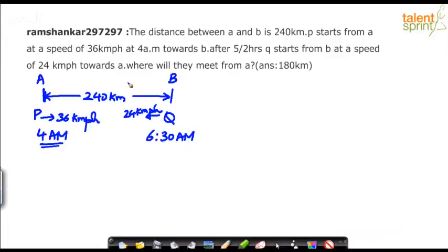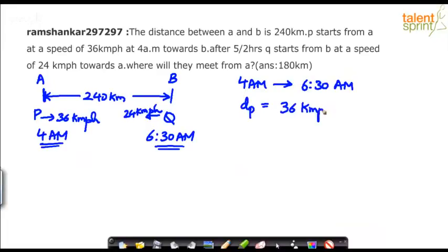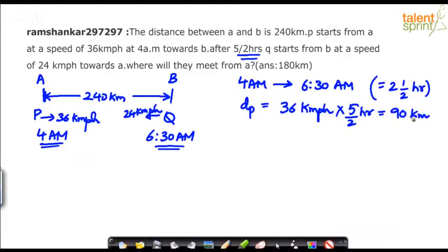Now where will they meet from A is the question. See, the first point is, for the first 5.5 hours, only P is running. Yes or no? Distance covered by P will be how much? Distance is equal to speed into time. Speed is 36 kilometers per hour into time, 5.5 hours, which is nothing but 11/2 hours, right? 36 into 11/2. So how much is this? It will cover 198 kilometers. Distance covered by P.